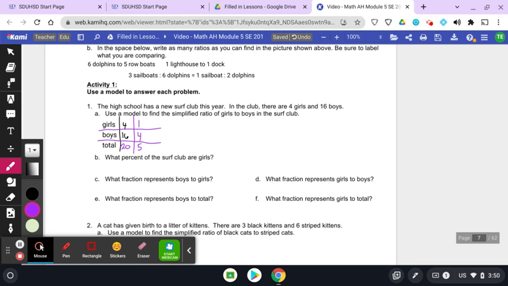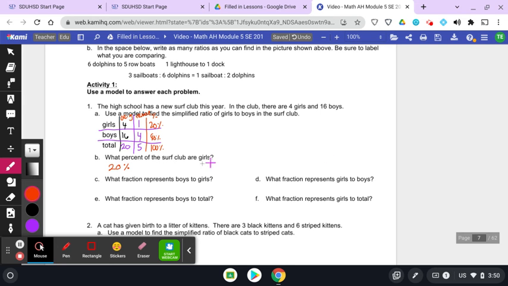So percents, okay? Well, if I think about percents, I can think about percents. So this is my original, my information. This is my reduced. This is my percent. If I have 100%, what I did is I multiplied by 20. So 4 would represent 80%, and this would represent 20%. I'm multiplying everything by 20. So now I can go answer my questions. What percent of the surf club are girls? So girls, I have them at 20%.